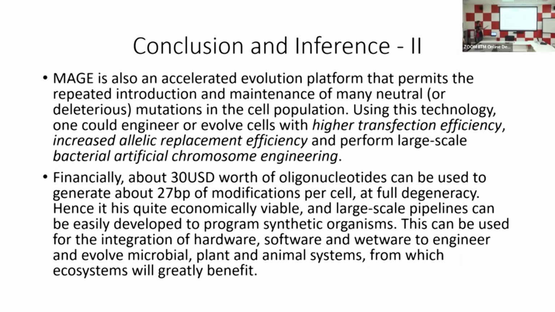So basically, what I'm trying to say is it is quite economically viable, and development of pipelines in order to engineer an organism to optimize some pathway or multiple pathways is very easy, financially speaking. So this can be used for integration of hardware and software to engineer and evolve plant and animal systems. And this in general can greatly benefit ecosystems, and we can engineer various types of cells in order to improve the state of our ecosystems right now. Yeah, thank you.